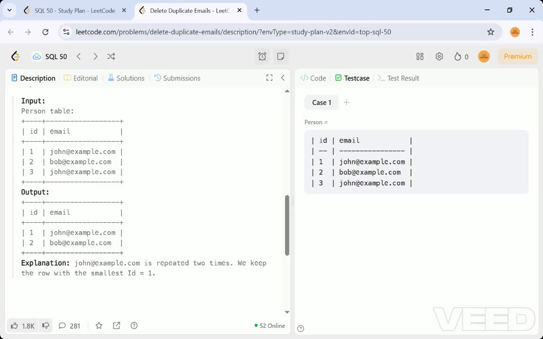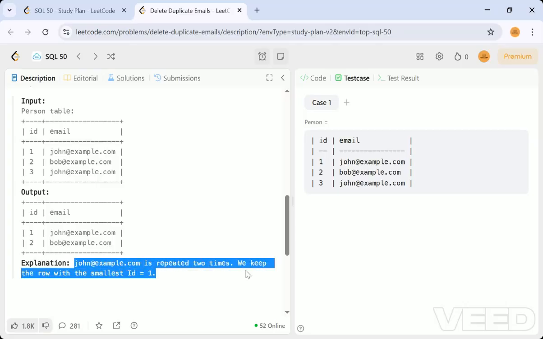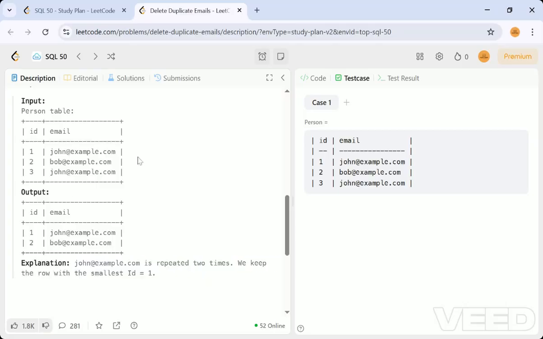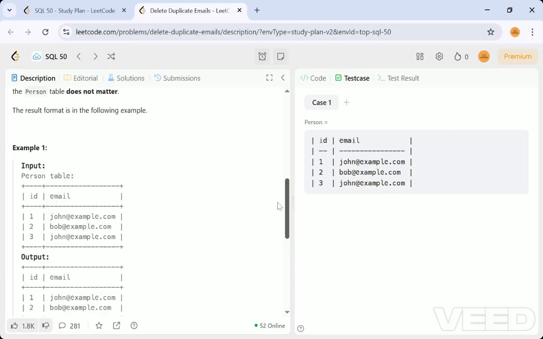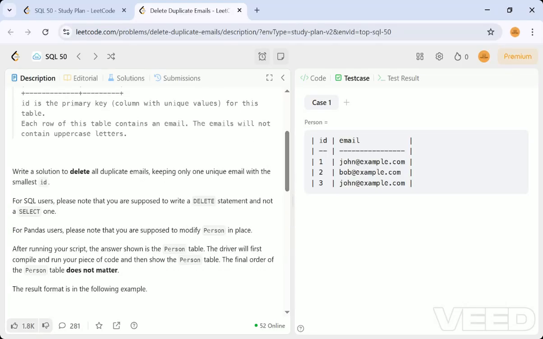See the explanation they have given. john@example.com is repeated two times, so we have to keep the row with the smallest id, which is one. This is kept, and the third one is deleted. It is that simple. We have to check whether john@example.com is there or not, like that.